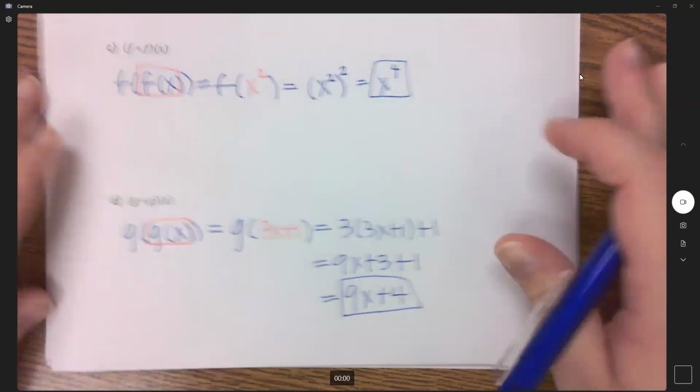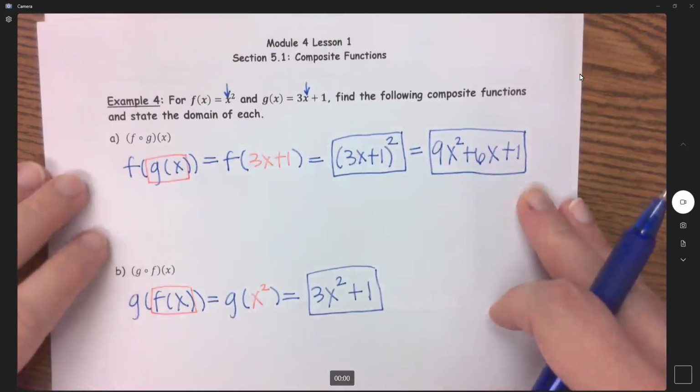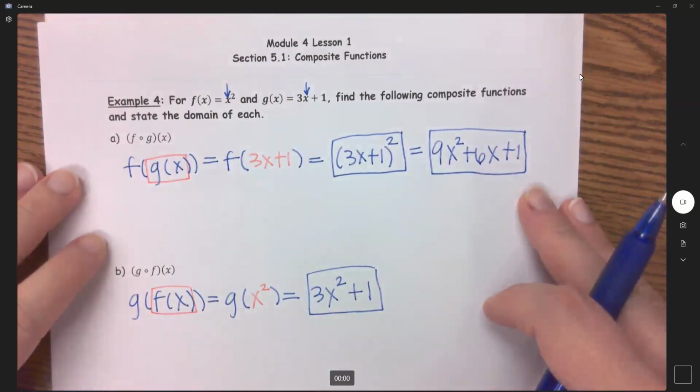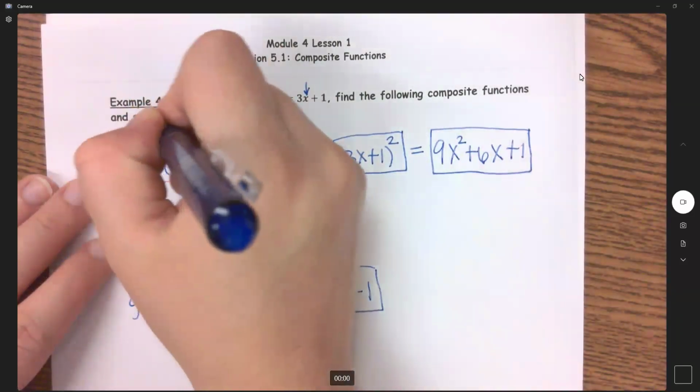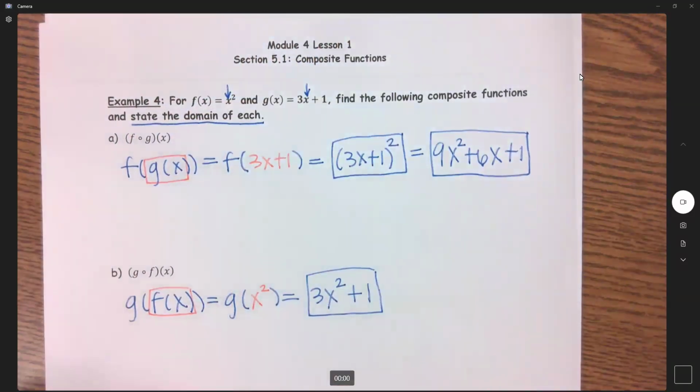Now, I don't think I actually read the instructions. I think I just dove in. So let's go back up to the instructions real quick. And it says, for f of x and g of x, find the following composite functions and state the domain of each.